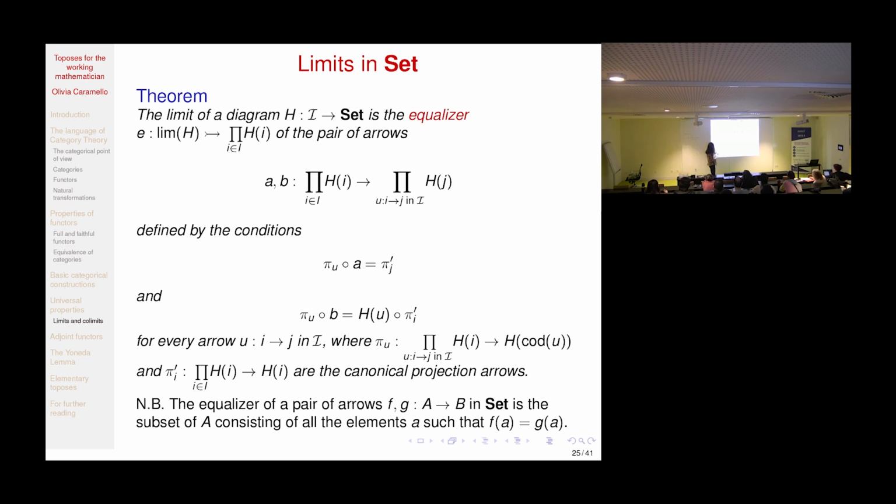I have called this a theorem, but actually it's an easy exercise. You can check that you can build the limit of a diagram in sets by taking the equalizer of a pair of arrows between two products, one indexed by the objects of the category, and the other indexed by the arrows in the category, and which are defined by two natural conditions. Now, to clarify this, I will write here a few details.